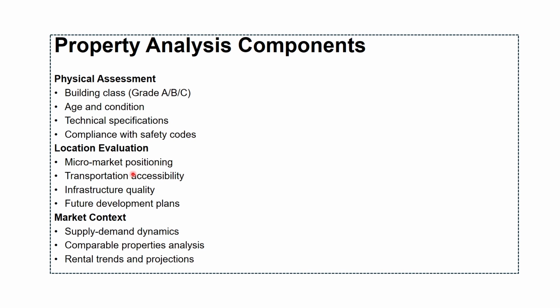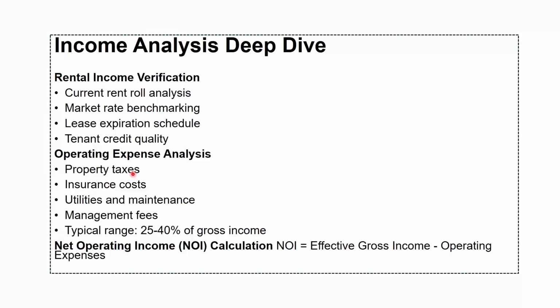And then the rental trends and projection. On the basis of past records and the current situation, and maybe future development plans which we have seen, we will try to analyze what the rent trends will be and project them, and accordingly decide on the value of a particular commercial real estate. Then coming to income analysis, we will have rental income verification. There we have current rent roll analysis.